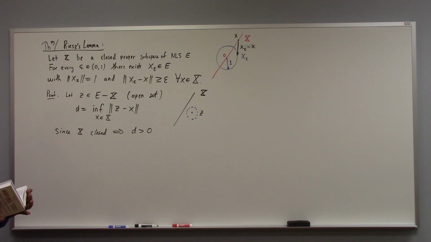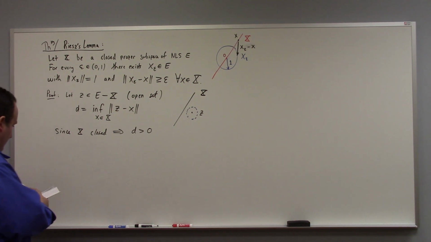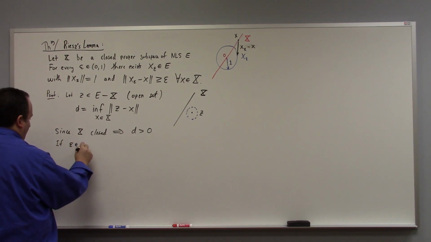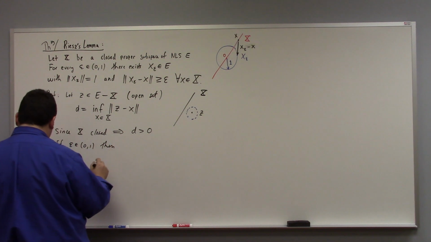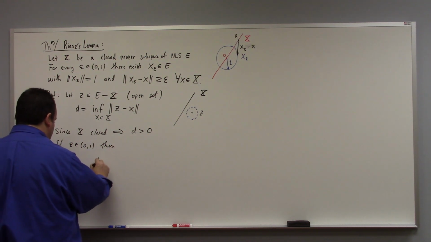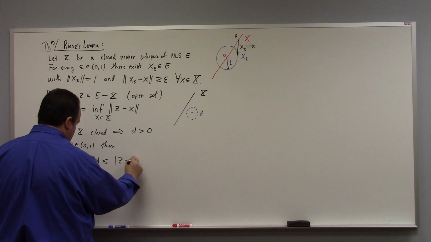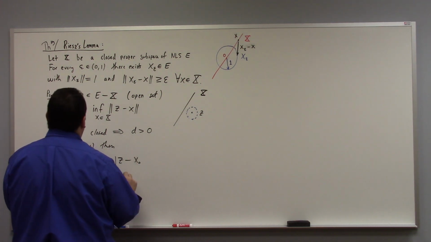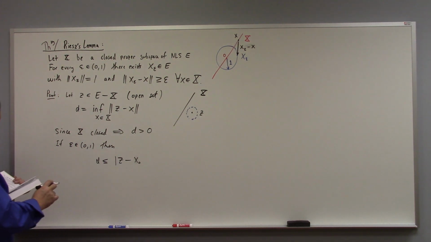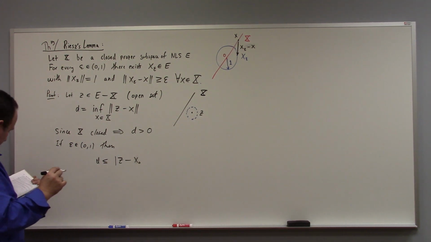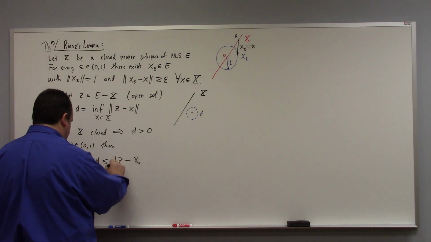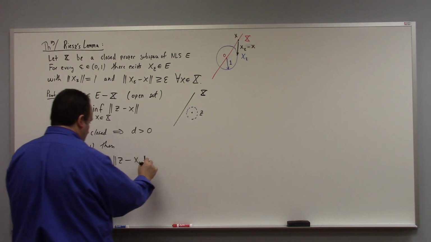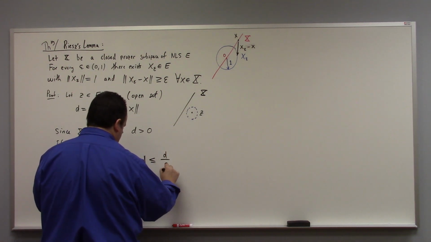He says if epsilon is an element of (0, 1), then d is less than or equal to the norm of z minus z. Wait, what's z naught? Oh, my bad, x naught. Wait, what's x naught? I think I missed something here. Oh, okay. Then d is less than or equal to the norm of z minus x naught, which is less than or equal to d over epsilon.